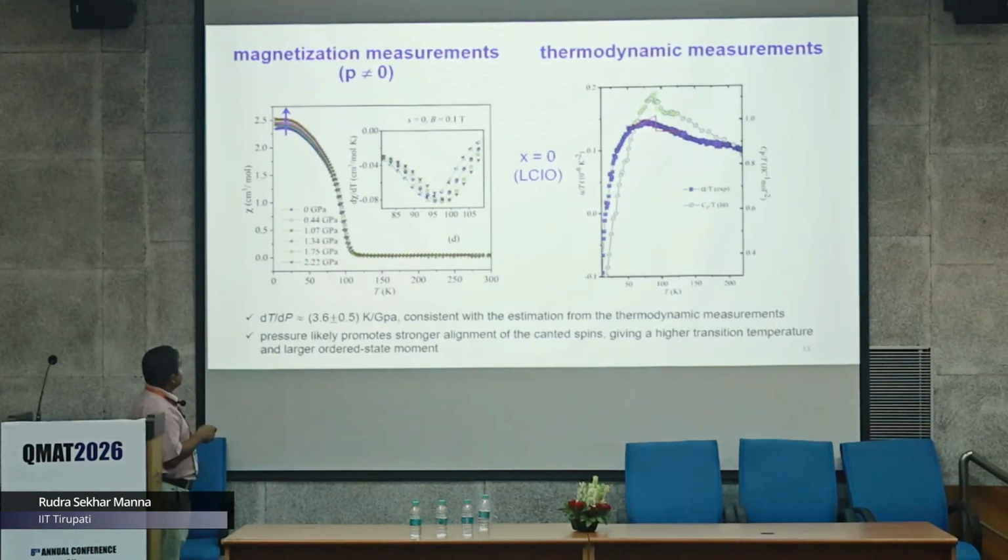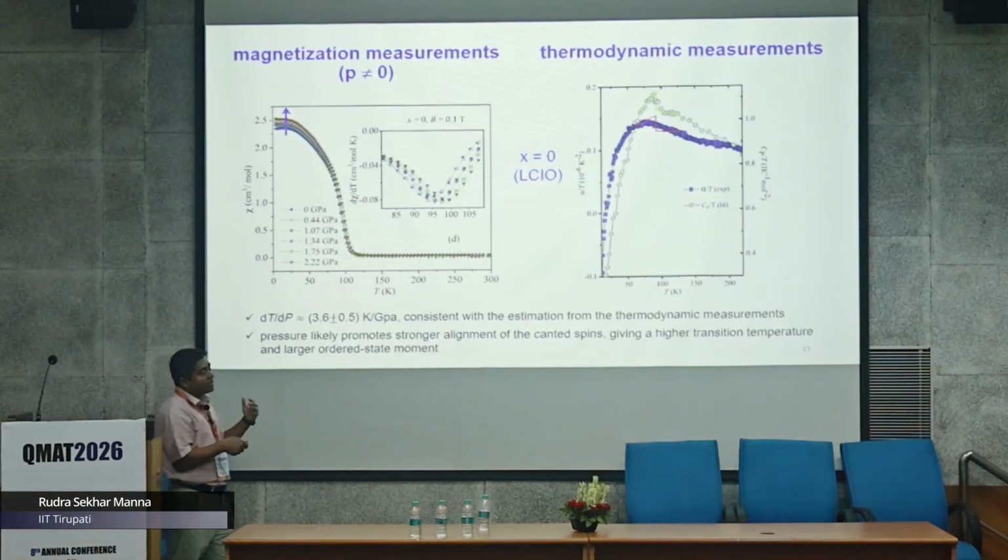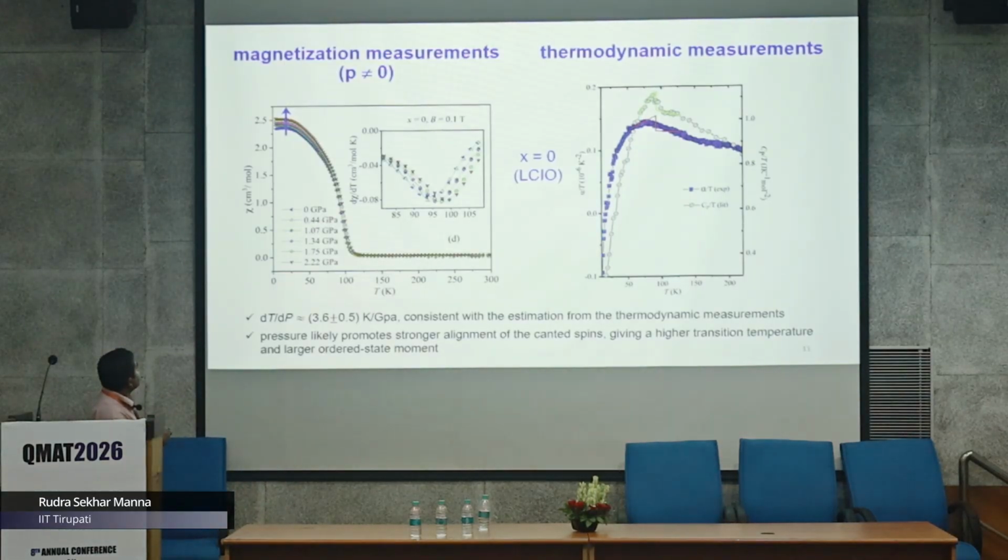Then we apply the hydrostatic pressure to the system and place it in a SQUID magnetometer. And then what you can see in the inset is that we check the derivative, to see whether there is a significant effect up to 2 GPa pressure in the system. Nevertheless, there is some increment here.